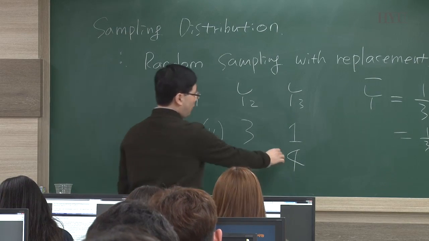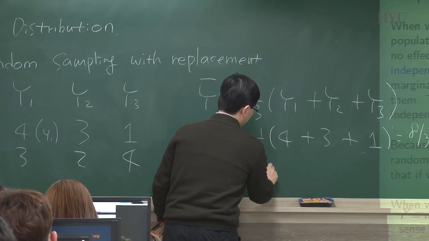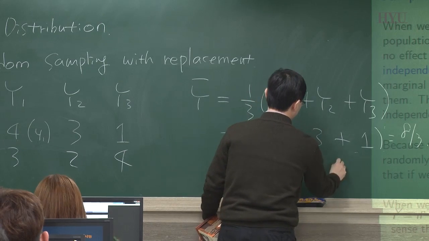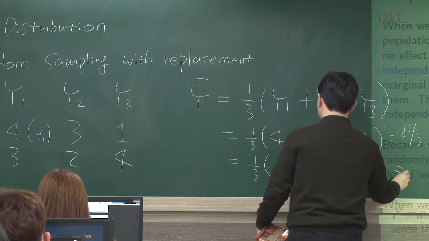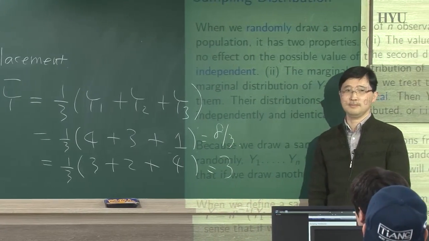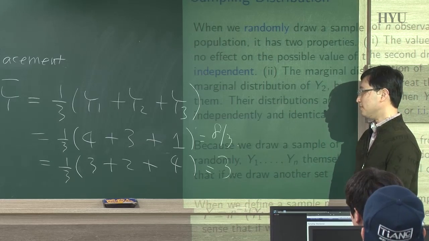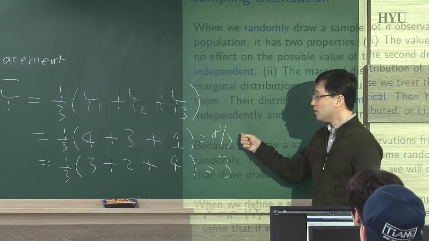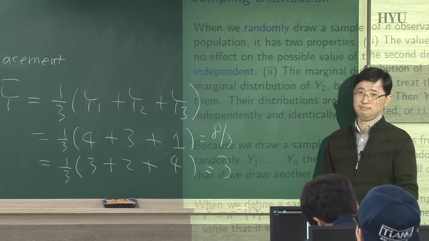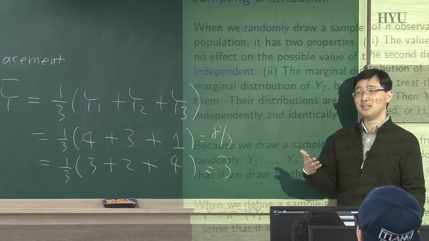Now, once I have this draw, y bar may take a different value. So 3 plus 2 plus 4. So what do you have? 3. Now, the surprising thing is this. A realization of a random variable y bar can be different. You just saw it, right? So y bar can take many different values.